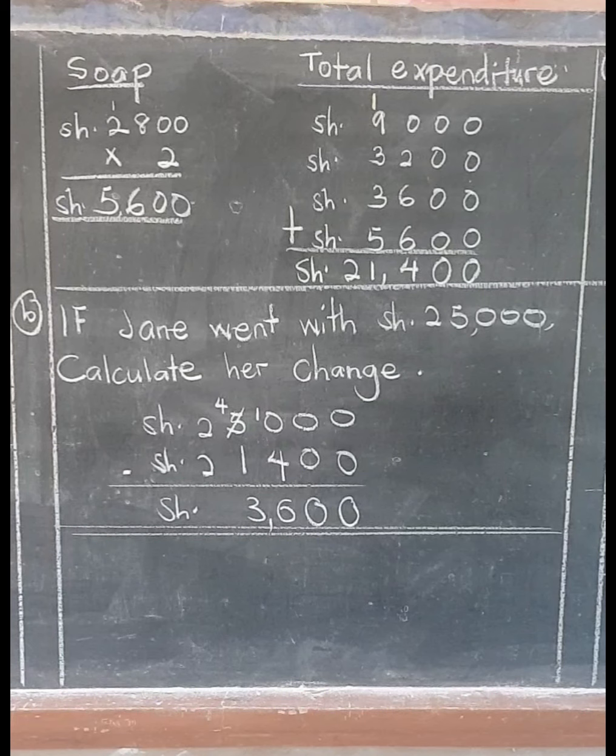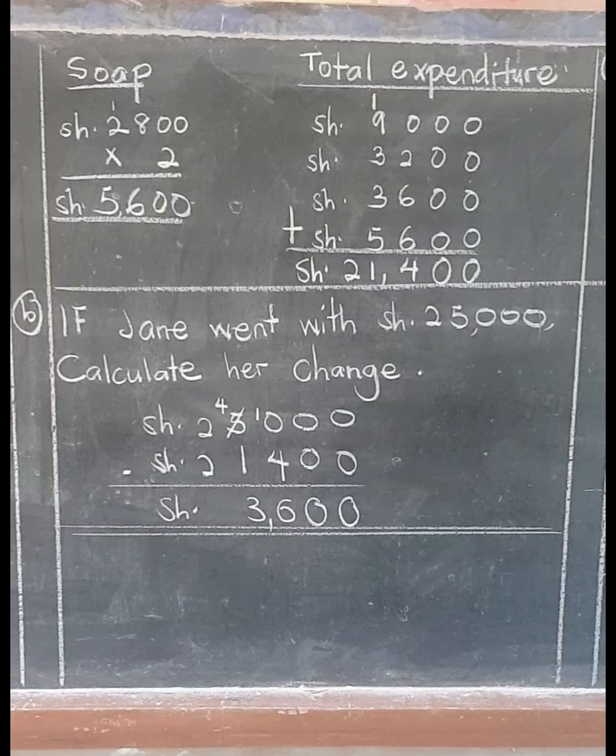So after handling question A, we have part B of number 1, which is saying if Jane went with 25,000 shillings, calculate her change. Remember, change is the money you're given after paying for an item when the amount paid is more than the expenditure.